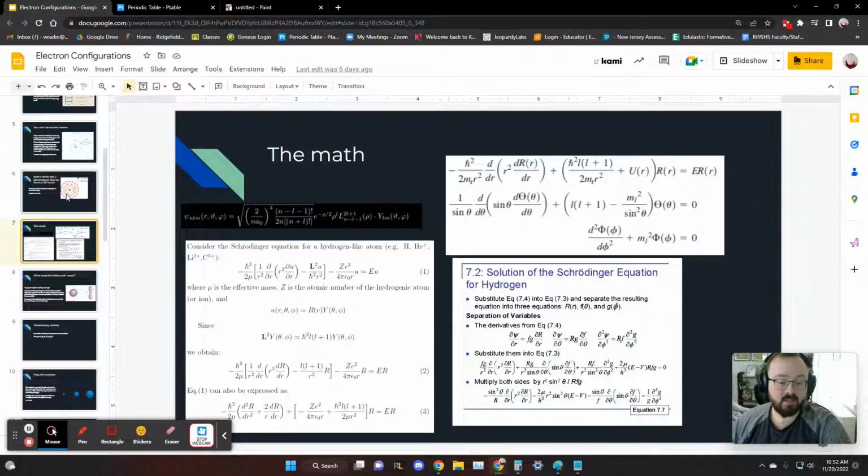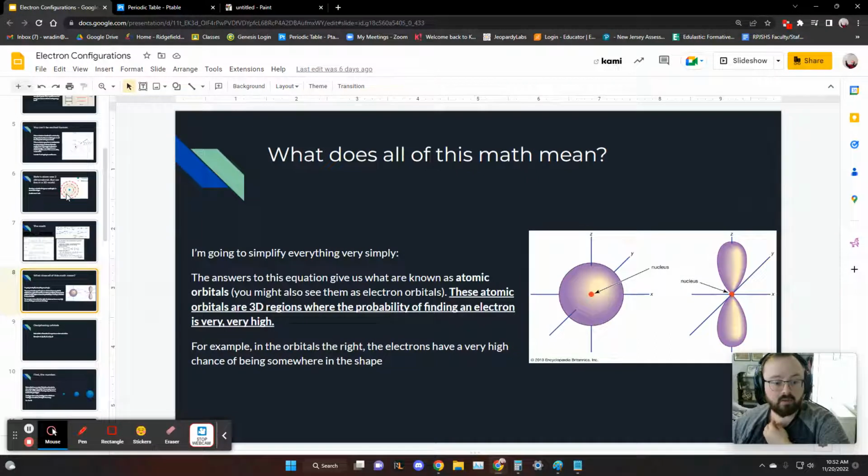Long story short, you get values that solve this equation, and you can have three-dimensional models of where electrons are in an atom. You cannot have the exact location. There's something known as the uncertainty principle. But if you took a screenshot of this electron 1 million times and it's in this orbital, you will get a heat map that looks like this. That's the best way to explain it.